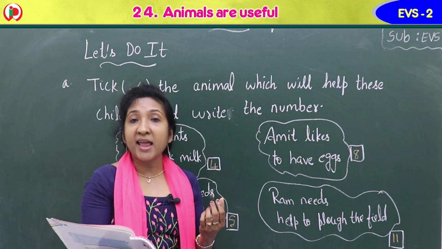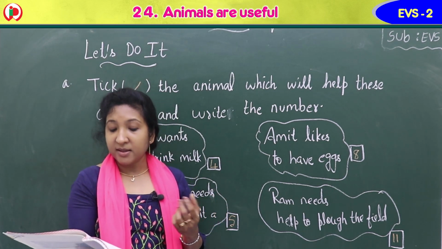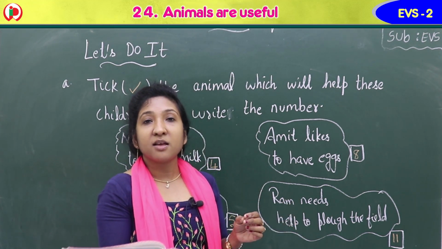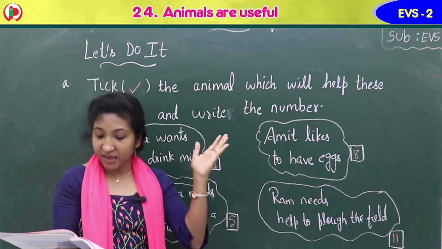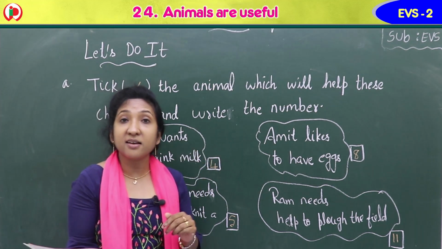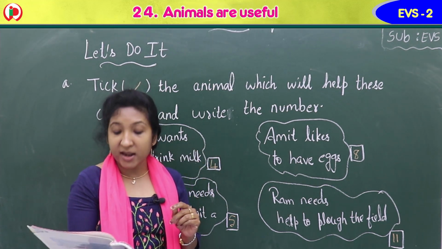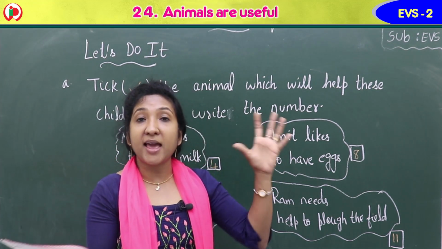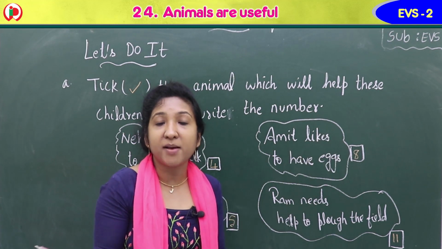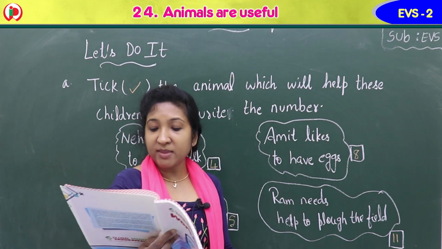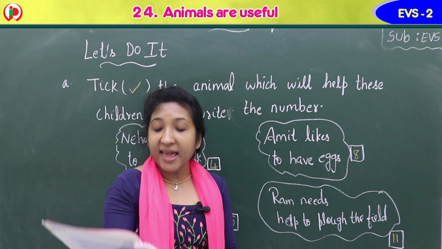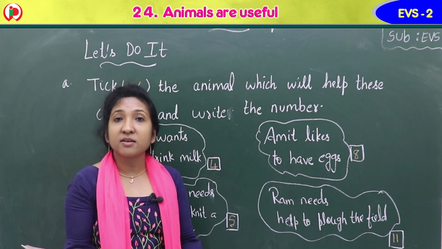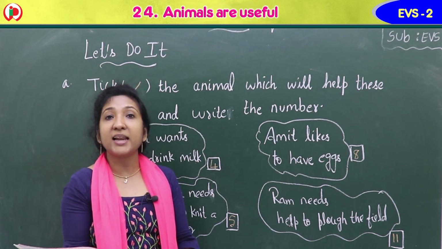So H-E-N, hen. The ninth image, the king of the jungle. Yes, name that animal. Yes, it is a lion. Yes, L-I-O-N, lion. Then 10th image, the big animal, the biggest animal. Yes, name that animal. Yes, elephant. E-L-E-P-H-A-N-T, elephant.